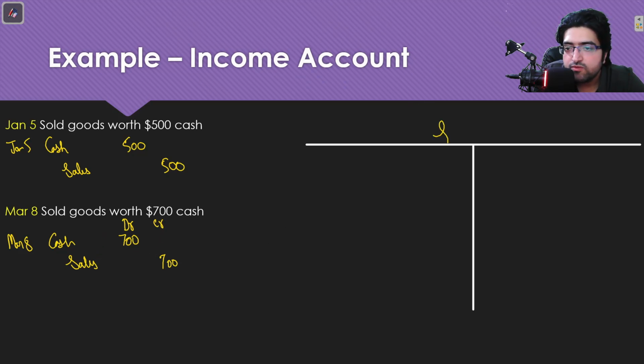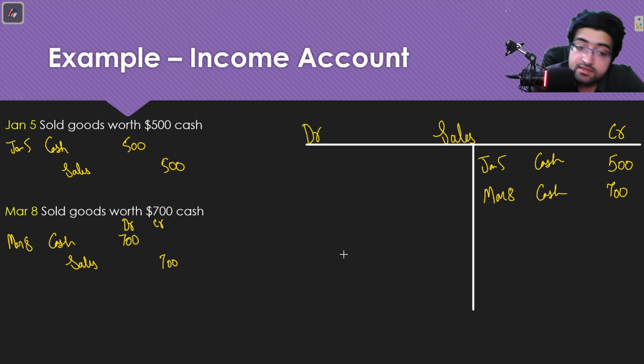We have to make the account of sales. Okay, this is the debit side, this is the credit side. Sales was credited, so I will also record it on the credit side of the T account. The account opposite, which is cash, will come in details, and then Jan 5. And then for the second transaction, the date is March 8. The account opposite is cash and the amount is 700. Okay, that's it. There were only 2 transactions relating to sales in this year.